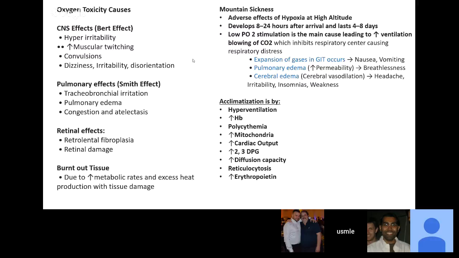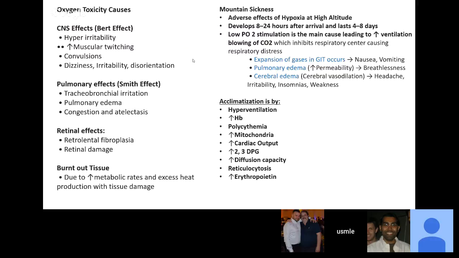And then you're going to have the pulmonary effect. Pulmonary effect is what you call the Smith effect. And that is because where the oxygen comes from mostly is going to go to the lung. You're going to have irritation of the trachea and the bronchi, so they become inflamed, which will lead to a pulmonary edema and congestion and atelectasis. So collapsing of the lobes one by one.